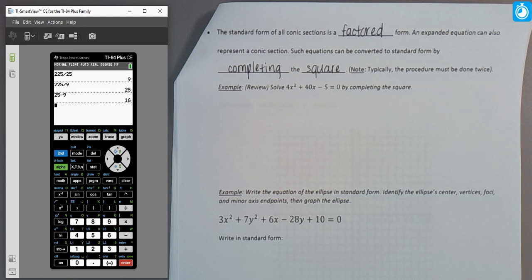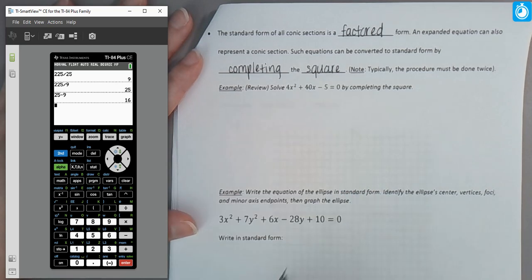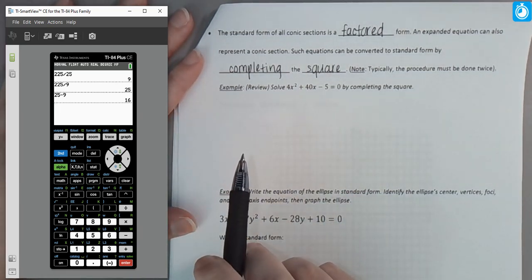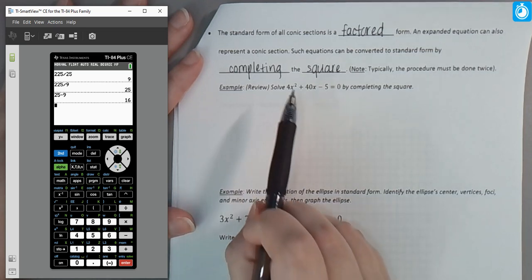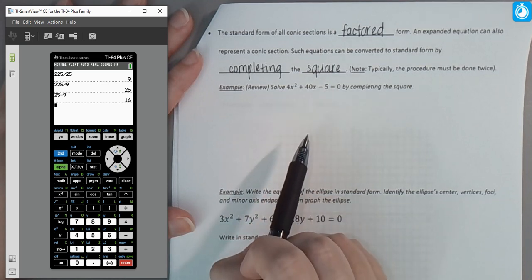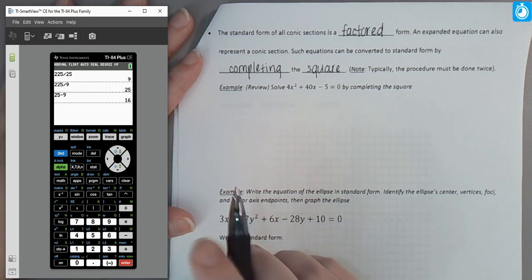Let's just review how this works in general. So we want to solve this equation by completing the square. Potentially this could be factored like it normally would be. Completing the square is just another option for solving an equation like this. So you can potentially factor. When in doubt, you can always use the quadratic formula, and then completing the square is a third option.